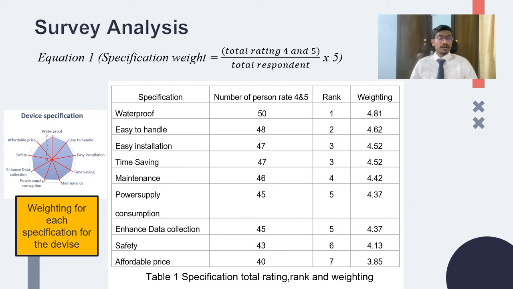Now we can see the number of percent rated 4 to 5 on the scale. Before that, we can see the equation of the specification weight: total ratings of 4 and 5 over total respondents, that is 52 people, times 5. And you can see the weighting for each specification for the device. You can see the spiderweb data, which is the product specification data I got from my Google Form, and this data helped me a lot. From this analysis, I have chosen my equipment for my PSM1.